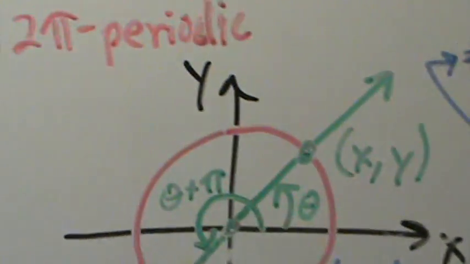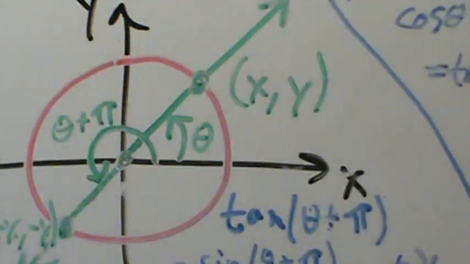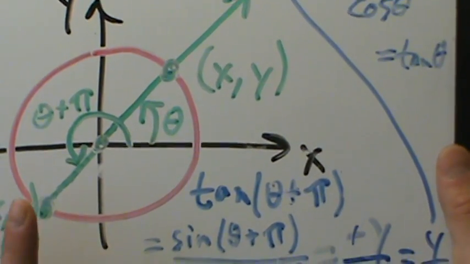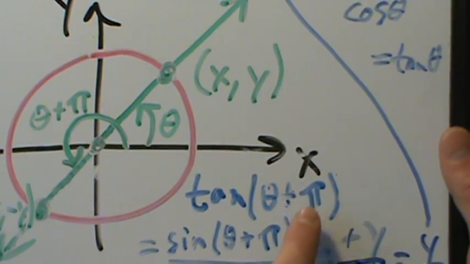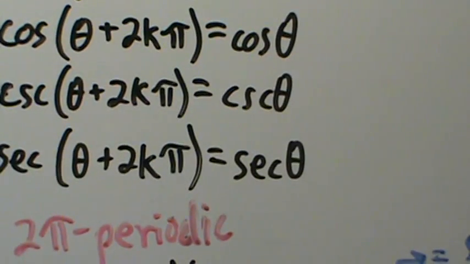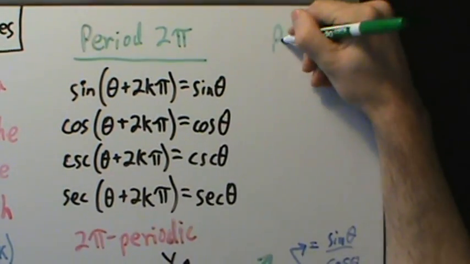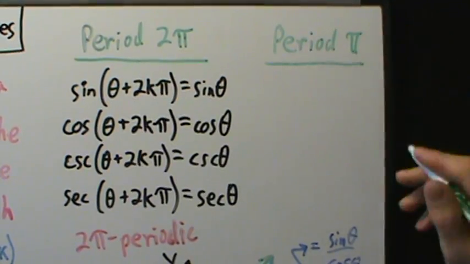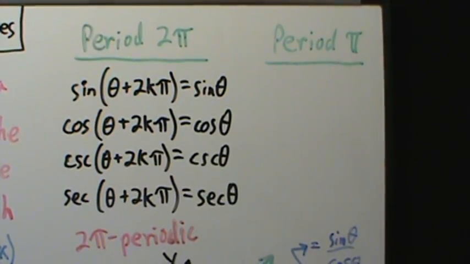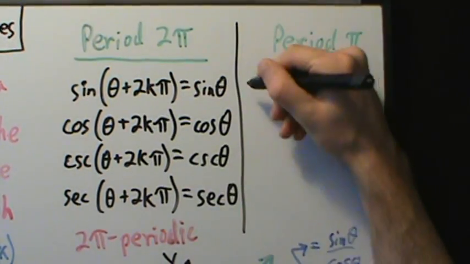So while it's true that we can add 2 pi to theta and get the same tangent, 2 pi is not the smallest positive number that satisfies that. It's actually pi. Pi is the smallest positive number that makes that true. So let's zoom back out a little bit. These have period pi. These are going to be tangent, so let's separate these.